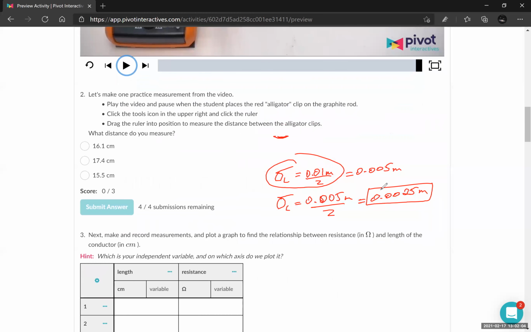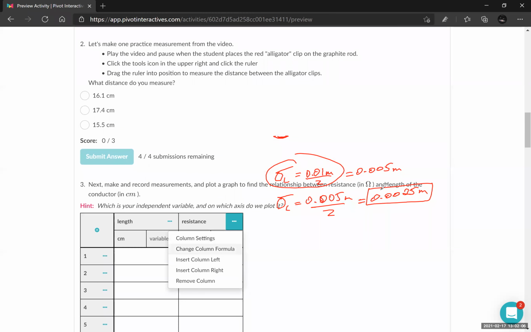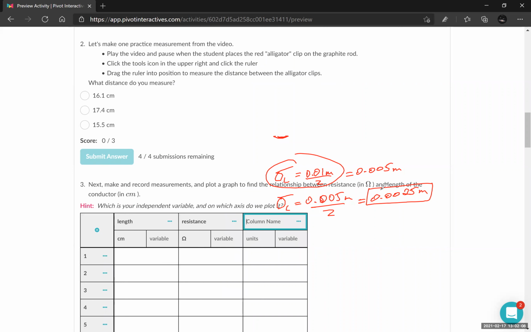So what you need to do here is make another table, and put, let's say, this is the uncertainty of your length measurement. For resistance, you can skip doing the uncertainty. But here we need to do the uncertainty of the length.